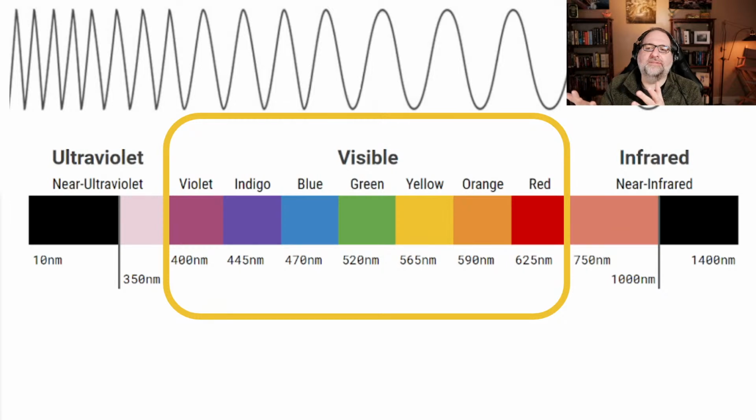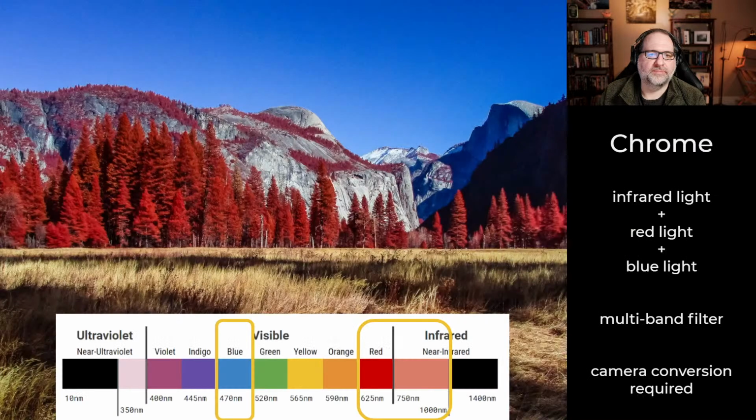To give you an example, Kolari Vision has one called their Chrome filter, and LifePixel has a different one with a different name. And I think they're both the same concept of that dual band where you're looking at some blue and some red, but we just don't know the exact values because they don't publish that information.